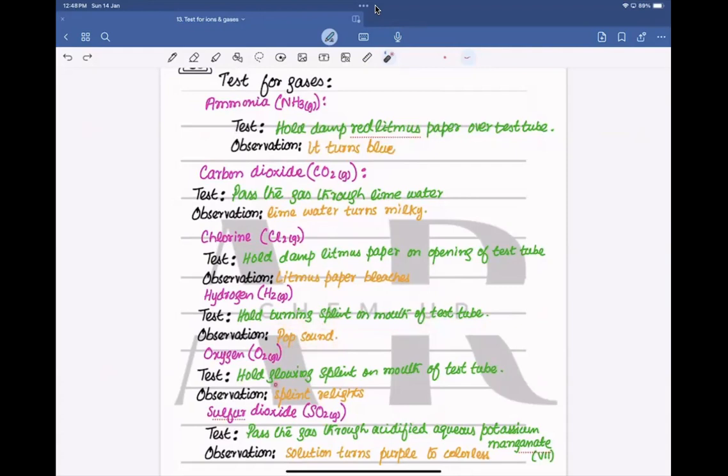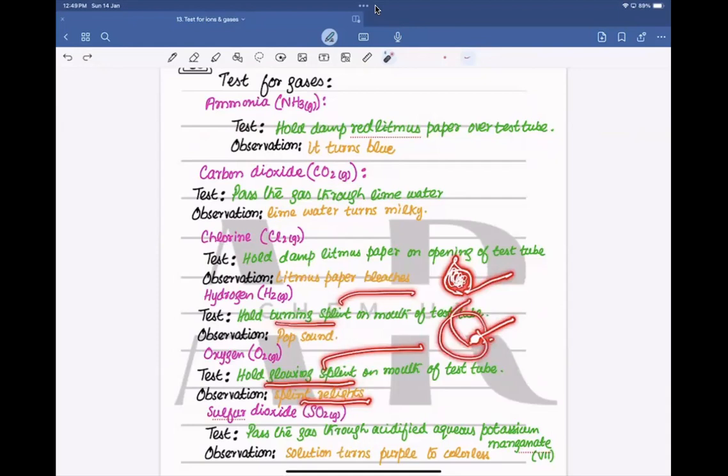Then we have oxygen. We will hold a glowing splint on the mouth of the test tube. Understand the difference between a burning splint and a glowing splint. A burning splint is a splint with a flame over it. The glowing splint is the one where the flame is extinguished and the tip is hot red and shows the red color. When we introduce it, it relights. It means in the presence of oxygen, that tip again catches fire and gets the flame.